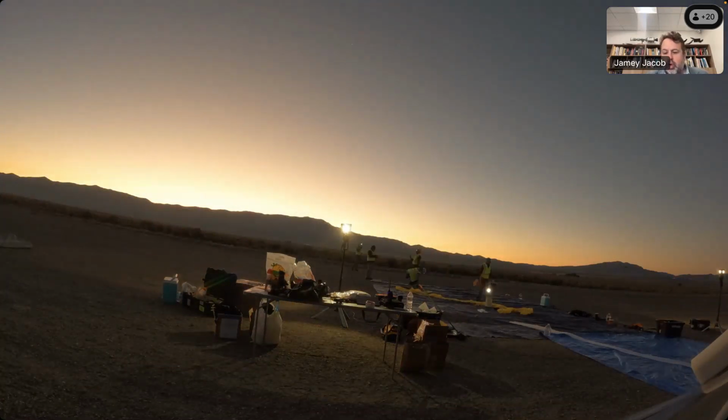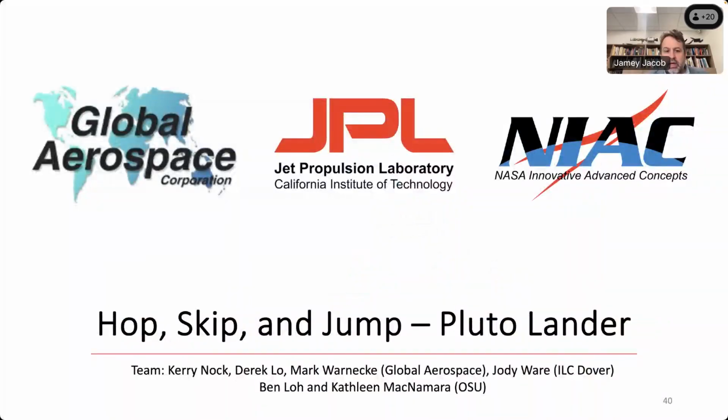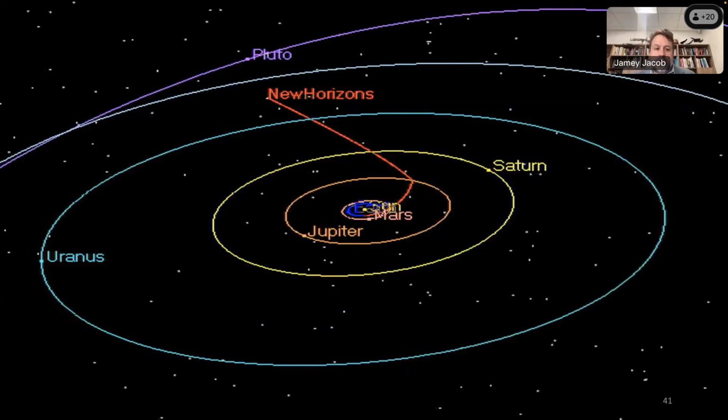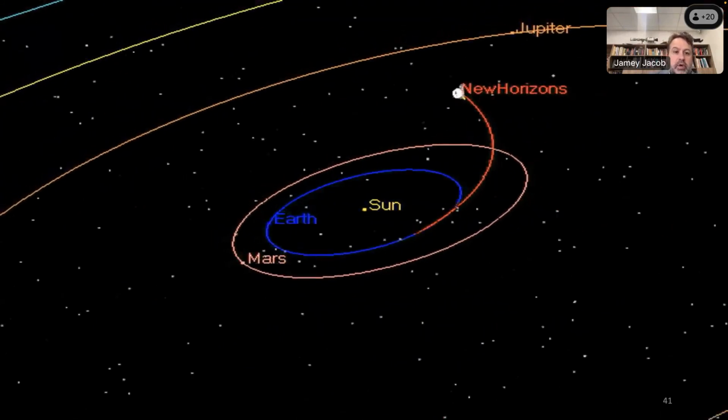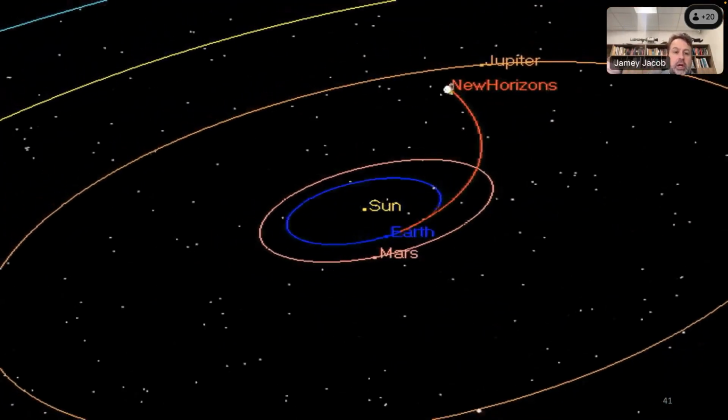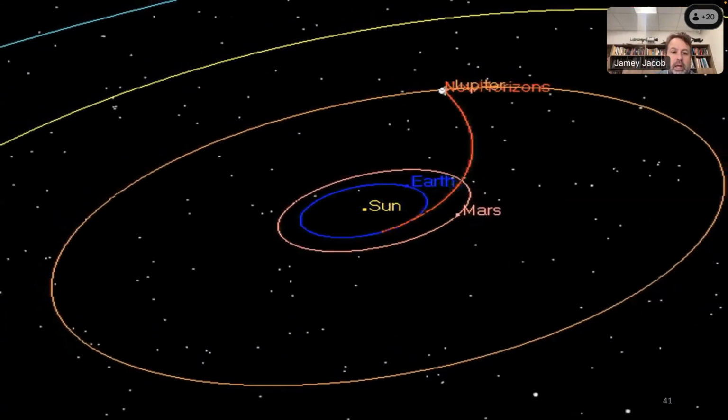Okay, now one final thing is another application of using these inflatables or balloons, a project called Hop, Skip, and Jump, done with a company called Global Aerospace Corporation as part of a NASA JPL and NIAC project. And this was a completely different application. This was utilizing data from the New Horizons mission. New Horizons, of course, was a probe meant to focus on Pluto and similar objects.